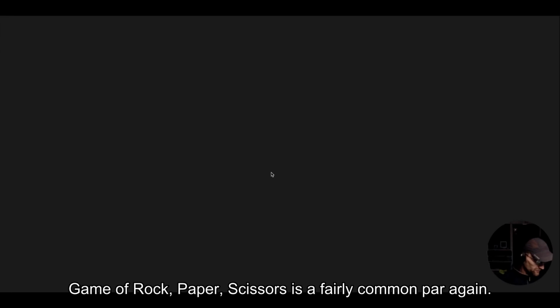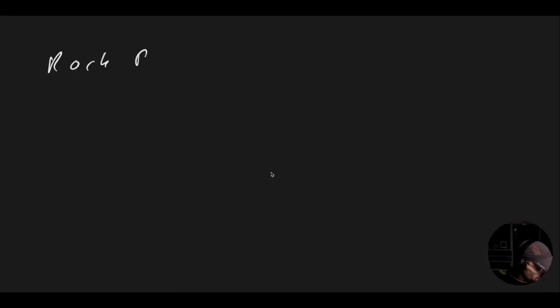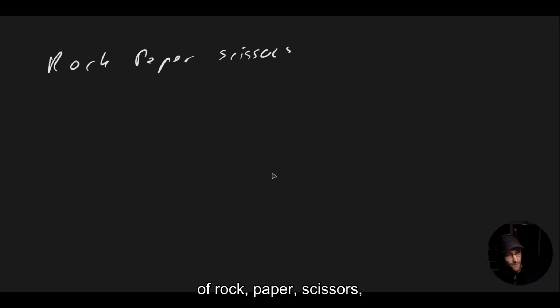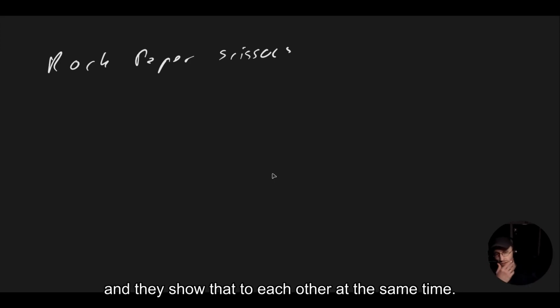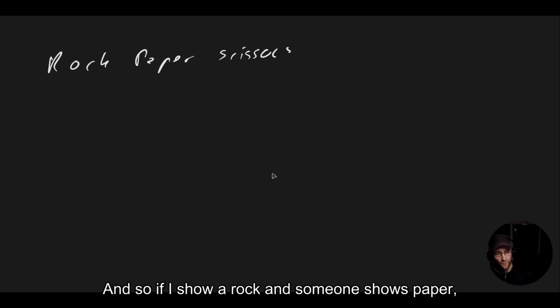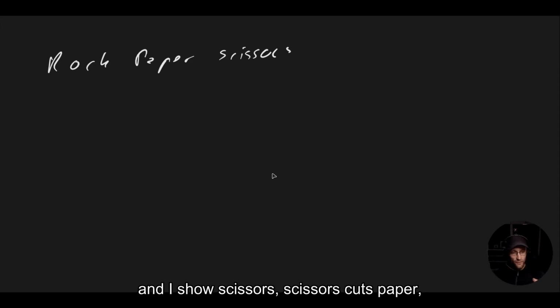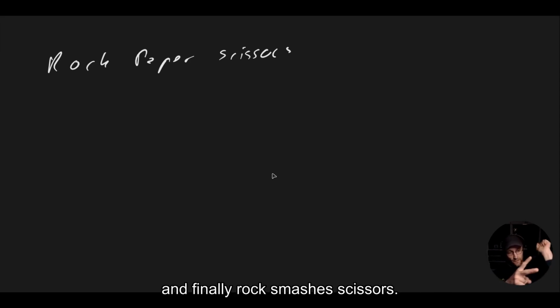The game of rock, paper, scissors is a fairly common parlor game. The idea is that two players make a choice of rock, paper, or scissors, and they show that to each other at the same time. If I show a rock and someone shows paper, paper covers rock. If someone else shows paper and I show scissors, scissors cuts paper, and finally rock smashes scissors.